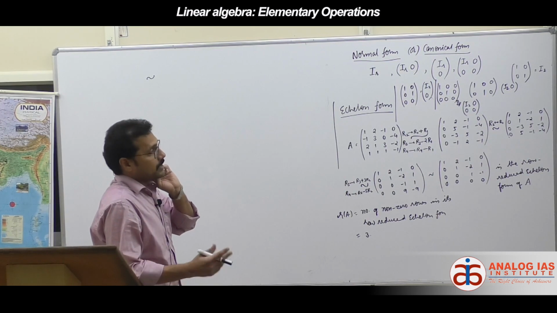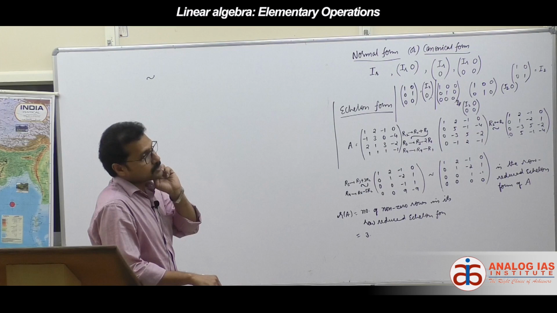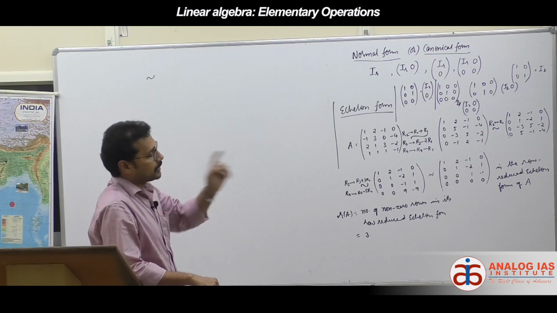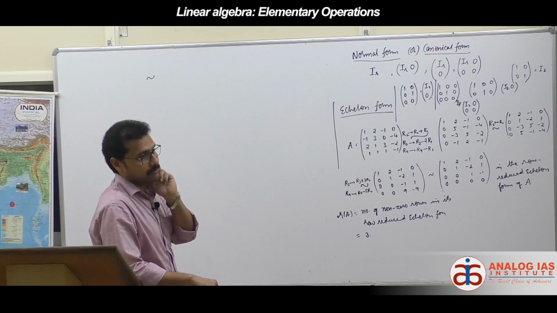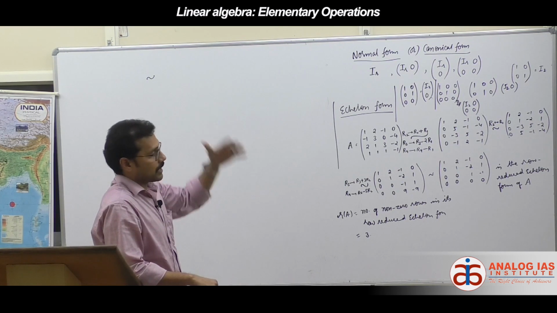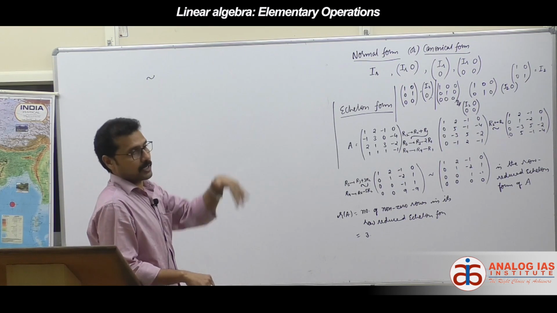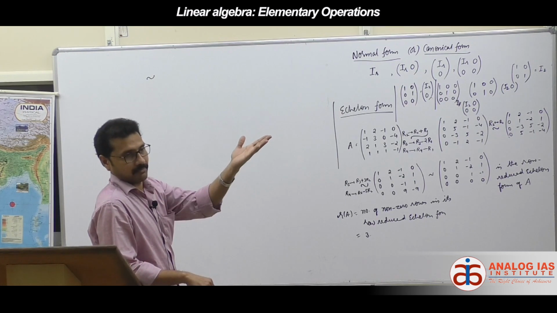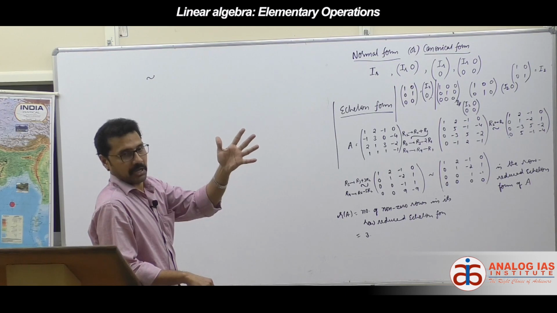Column operations are also elementary operations. You can use column operations also. If it has to be only row reduced to normal form, it cannot be done like this. It works for a square matrix, or else you should have the number of rows more than the number of columns. Then only you can have row reduced to normal form.